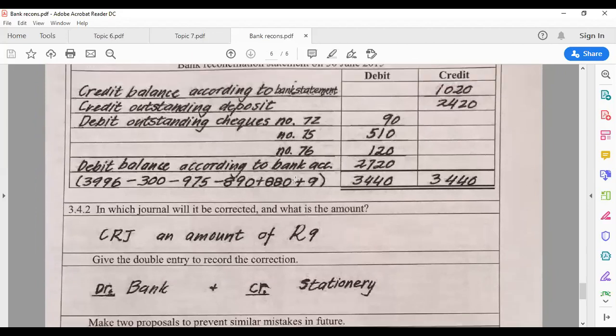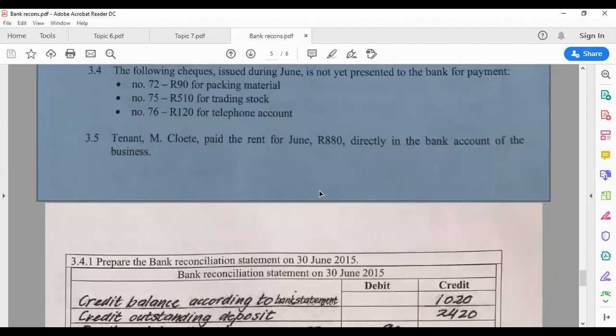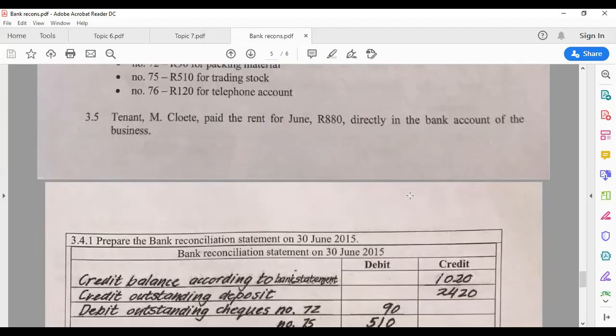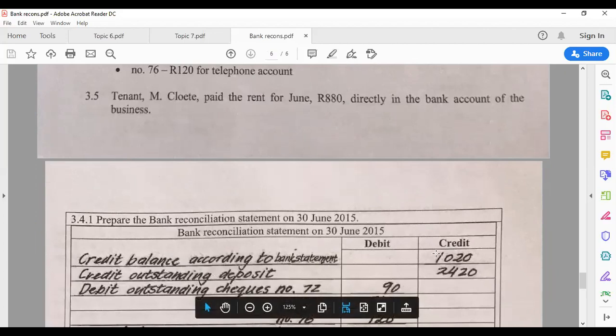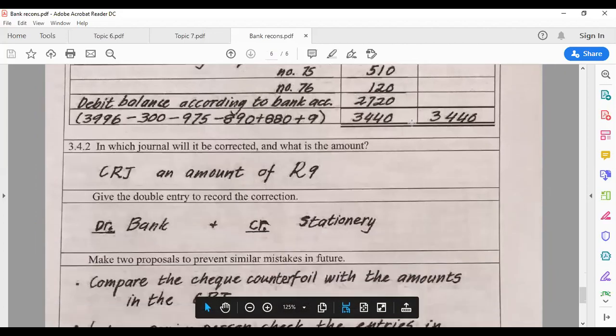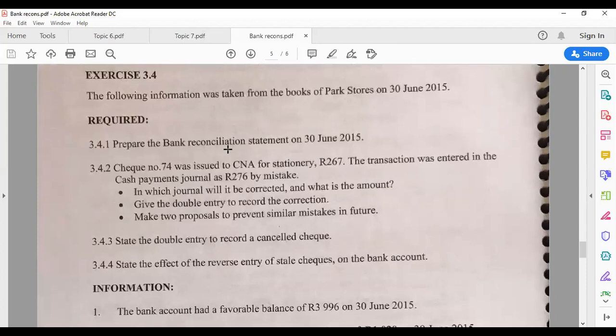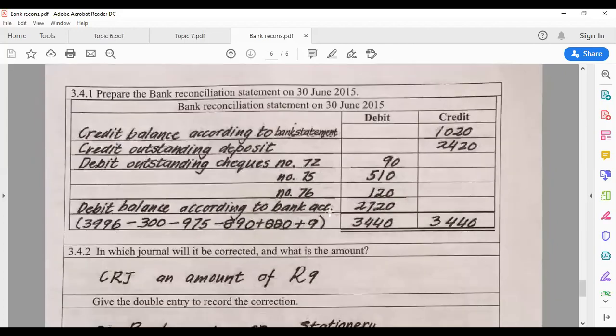So then 880 Rand is from the rent. Okay, that was directly deposited into the bank account. So if it was directly deposited, this forms part of this balance on my bank statement, but I have not yet accounted for it in my books. And then remember, I made a mistake of 9 Rand in my cash payment journal. So I correct that in my bank account.